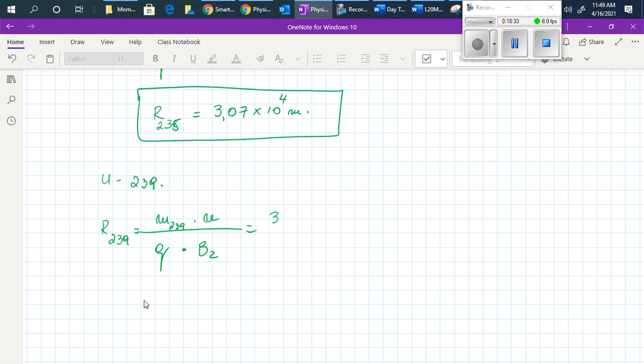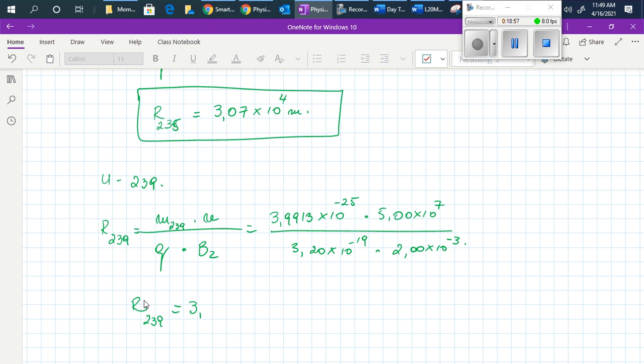So it will be 3.9913, which we found up there, times 5.0 times 10 to the 7, over 3.20 times 10 to the negative 19 times 2.0 times 10 to the negative 3. So the radius of uranium 239 will be 3.12 times 10 to the power of 4 meters.